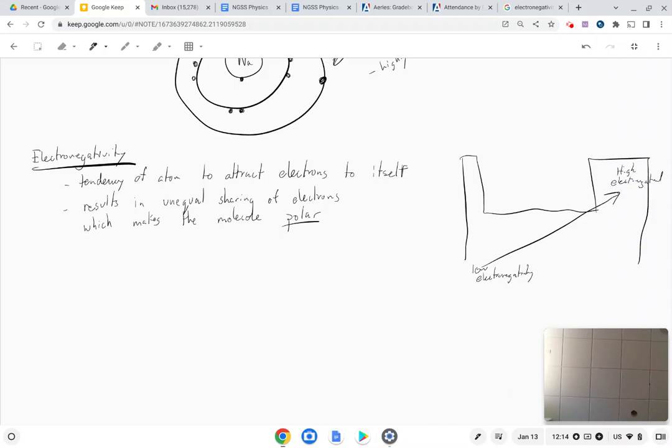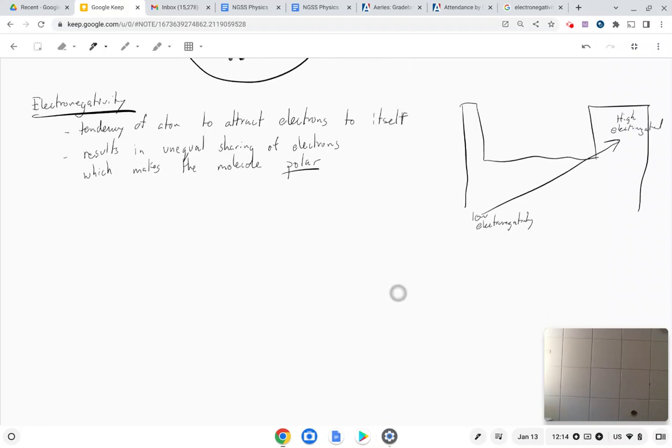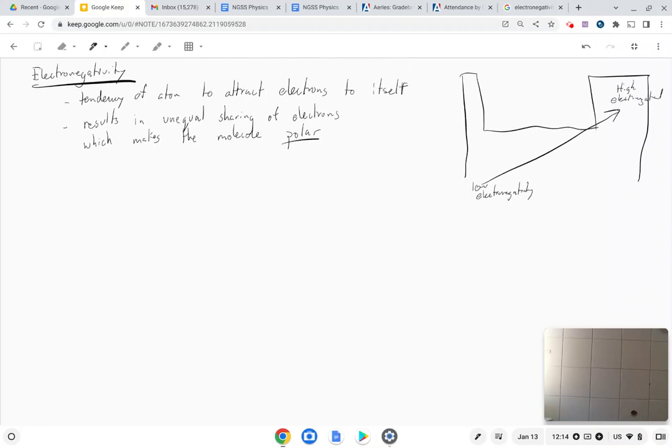Underline polar because that's a key word that we're going to have to know. So let's look at what this would look like in a molecule. You guys know, right? Atoms are the individual pieces, and then molecules are what you get if you connect multiple atoms. So let's just look at our most cherished molecule for biology, water.